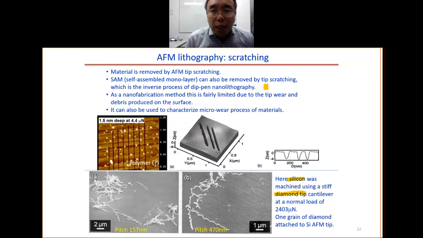The main limit is tip wear. If you do a lot of this process, the tip will be worn out. It also forms debris. This is another problem. But this is an easy and cheap way to do some very simple nanolithography if you do not have access to the clean room.